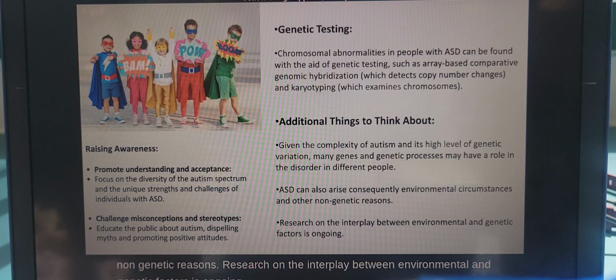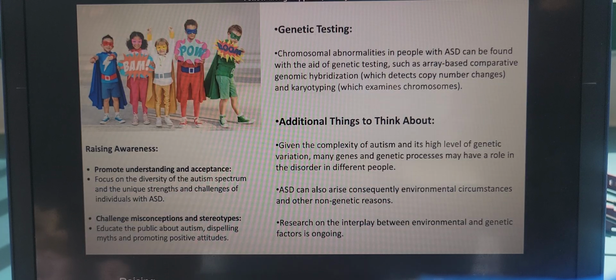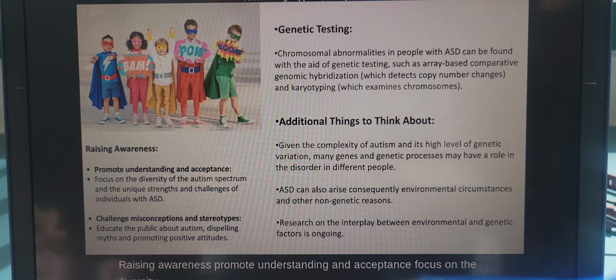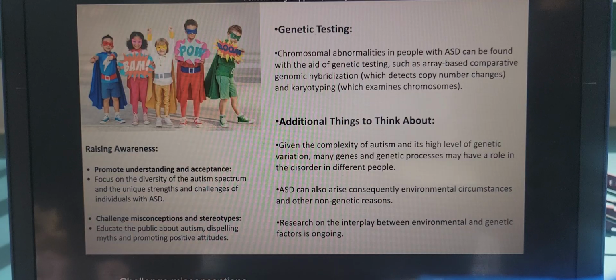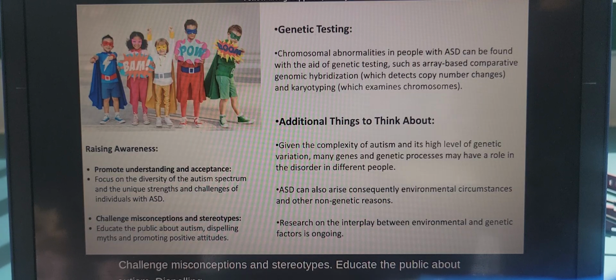Raising awareness. Promote understanding and acceptance. Focus on the diversity of the autism spectrum and the unique strengths and challenges of individuals with ASD. Challenge misconceptions and stereotypes. Educate the public about autism, dispelling myths and promoting positive attitudes.